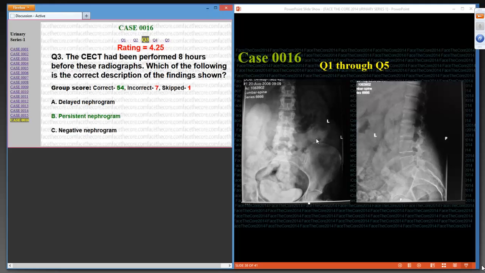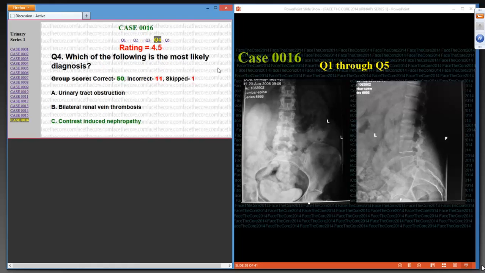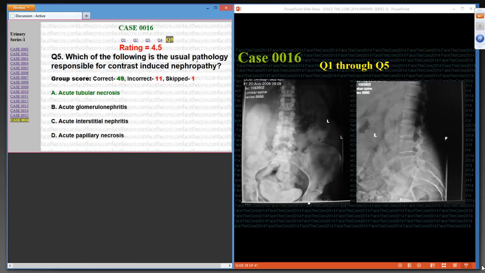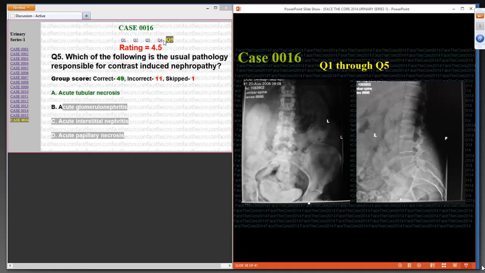Negative nephrogram occurs in hydronephrosis, when instead you see big holes in the kidney. That is not the case here. So which of the following is the most likely diagnosis? It is contrast-induced nephropathy because the patient has a persistent nephrogram. Which of the following is the usual pathology? It is acute tubular necrosis that causes contrast-induced nephropathy. None of these are correct. Acute tubular necrosis, so this is a typical case of contrast-induced nephropathy.